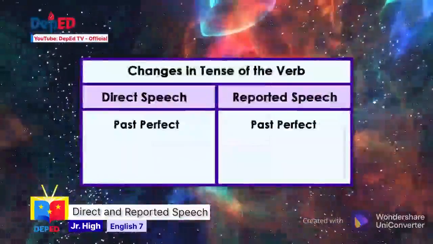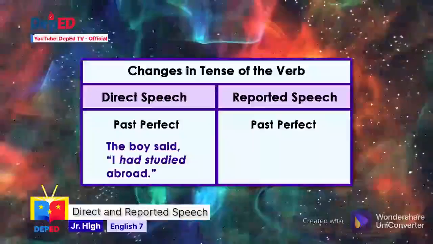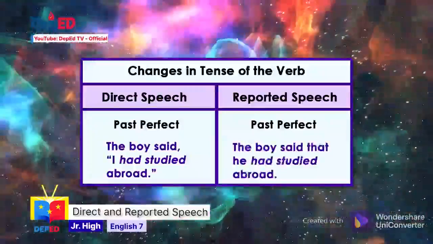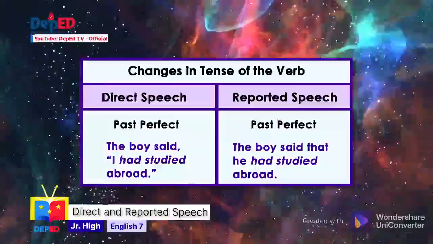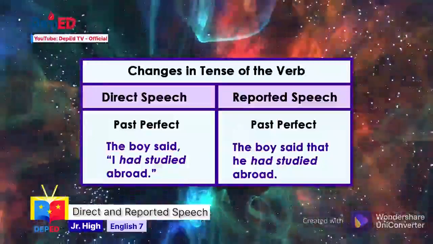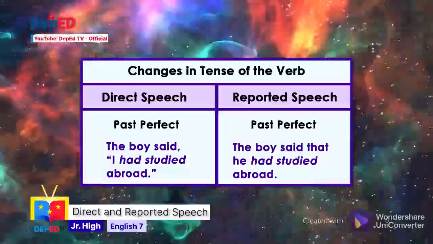Past perfect. The boy said I had studied abroad. Past perfect. The boy said that he had studied abroad. In direct speech, the verb had studied is in its past perfect tense. In reported speech, the verb becomes had studied, which is also in its past perfect tense.